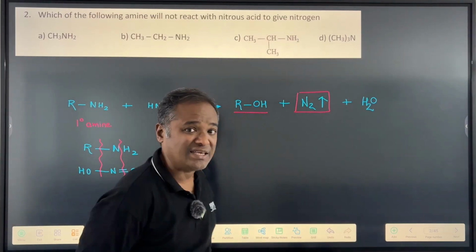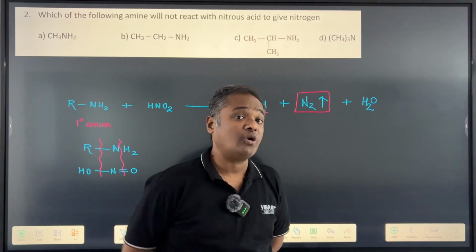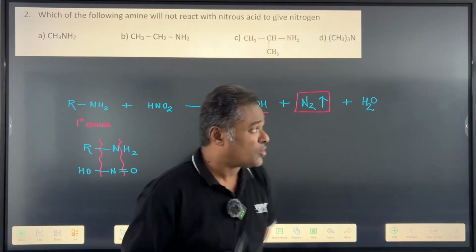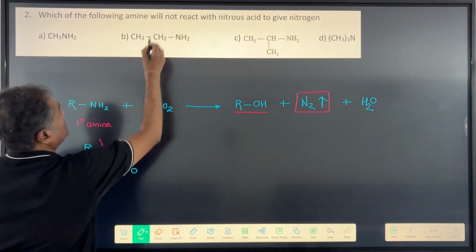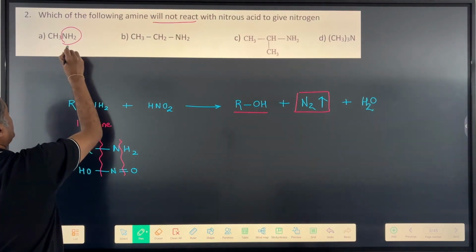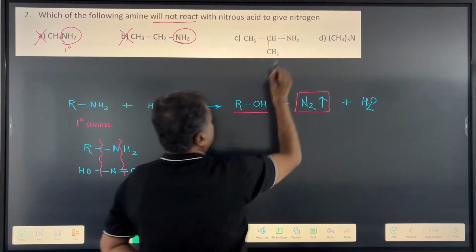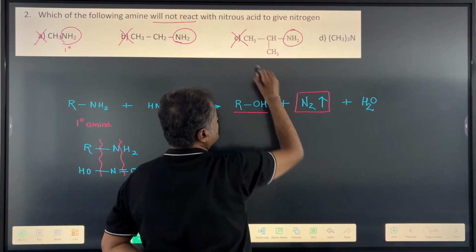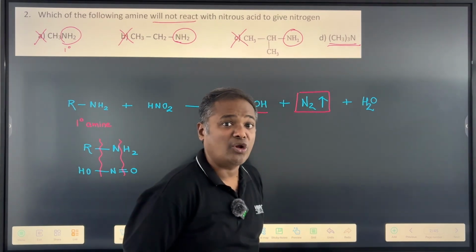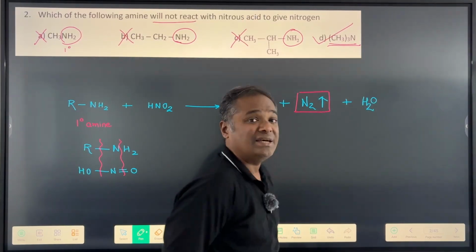Can I use this reaction as a laboratory test for identification of primary amine? Because no other amine other than primary will give N2 gas. So as per our discussion, they are asking which will not react. This is a primary amine, which you can see very clearly, so this cannot be the answer. This is also a primary amine, so this cannot be the answer. This is also a primary amine, so this is not the answer. So the correct answer is tertiary. That means a tertiary amine, when treated with nitrous acid, will not produce nitrogen gas. The correct option for this MCQ is D.